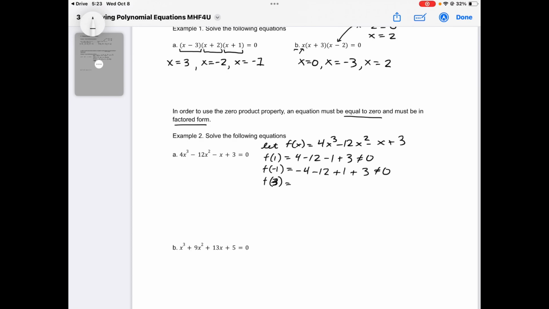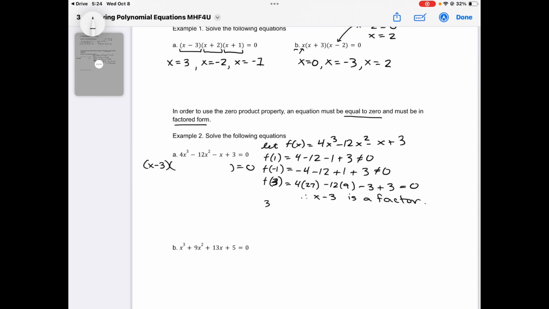So this is going to give me 3 cubed is 27. So 4 times 27 minus 12 times 9 minus 3 plus 3. So let's see, 4 times 27 minus 12 times 9. Those ones are equal to 0. That is equal to 0. That means that x minus 3 is a factor of the polynomial. And what that means is that on this side, I can write this as x minus 3 times something equals 0.